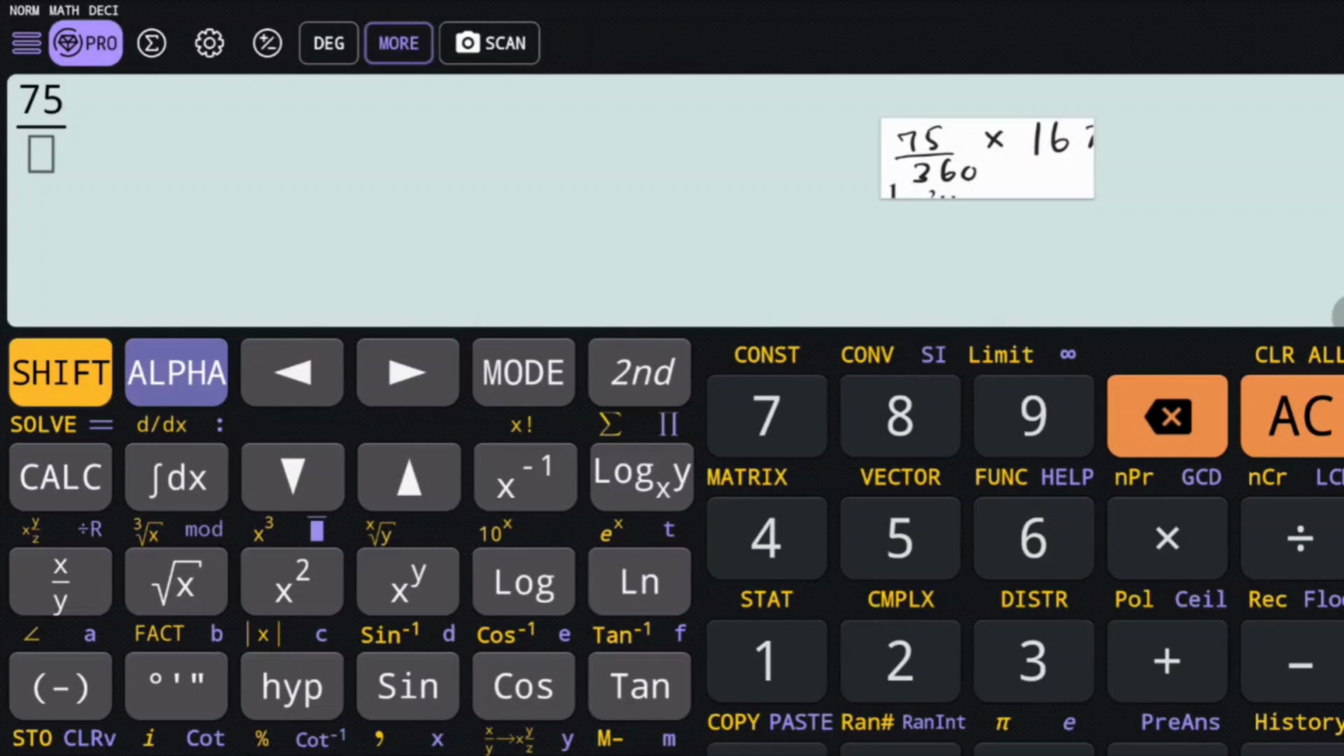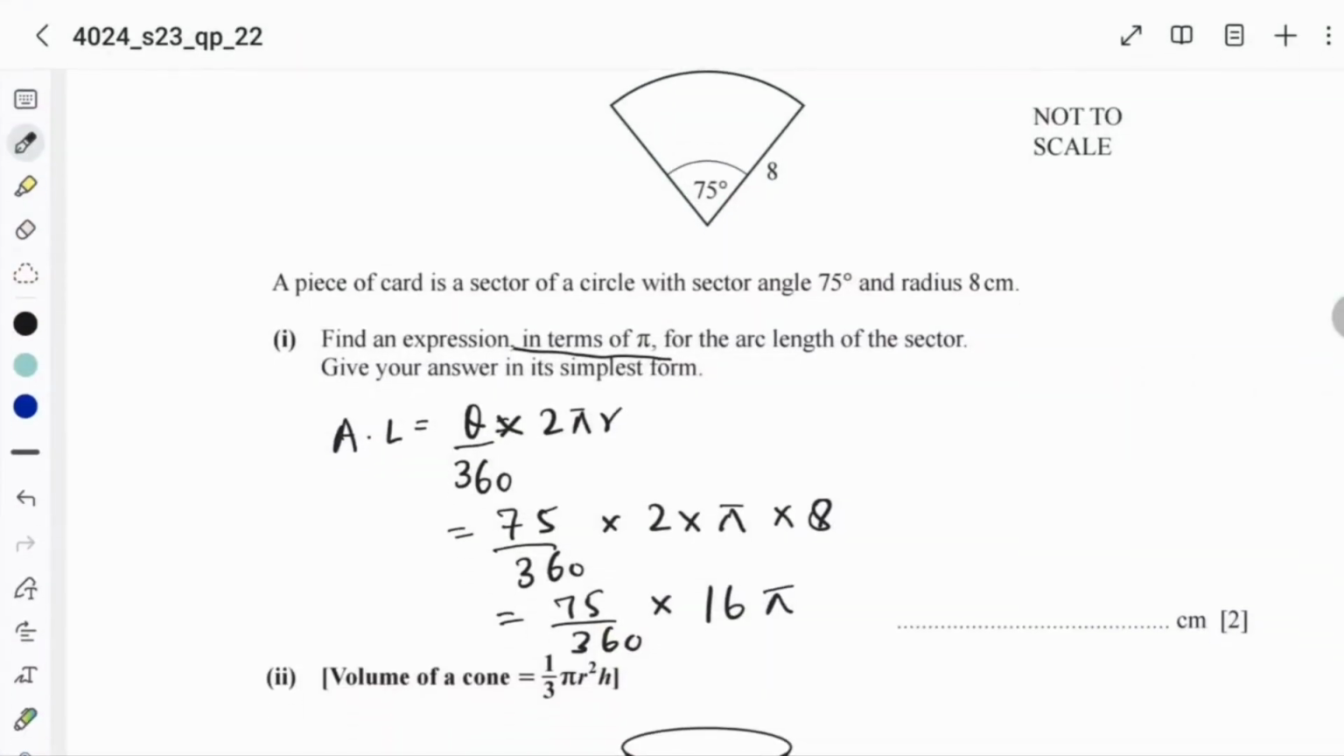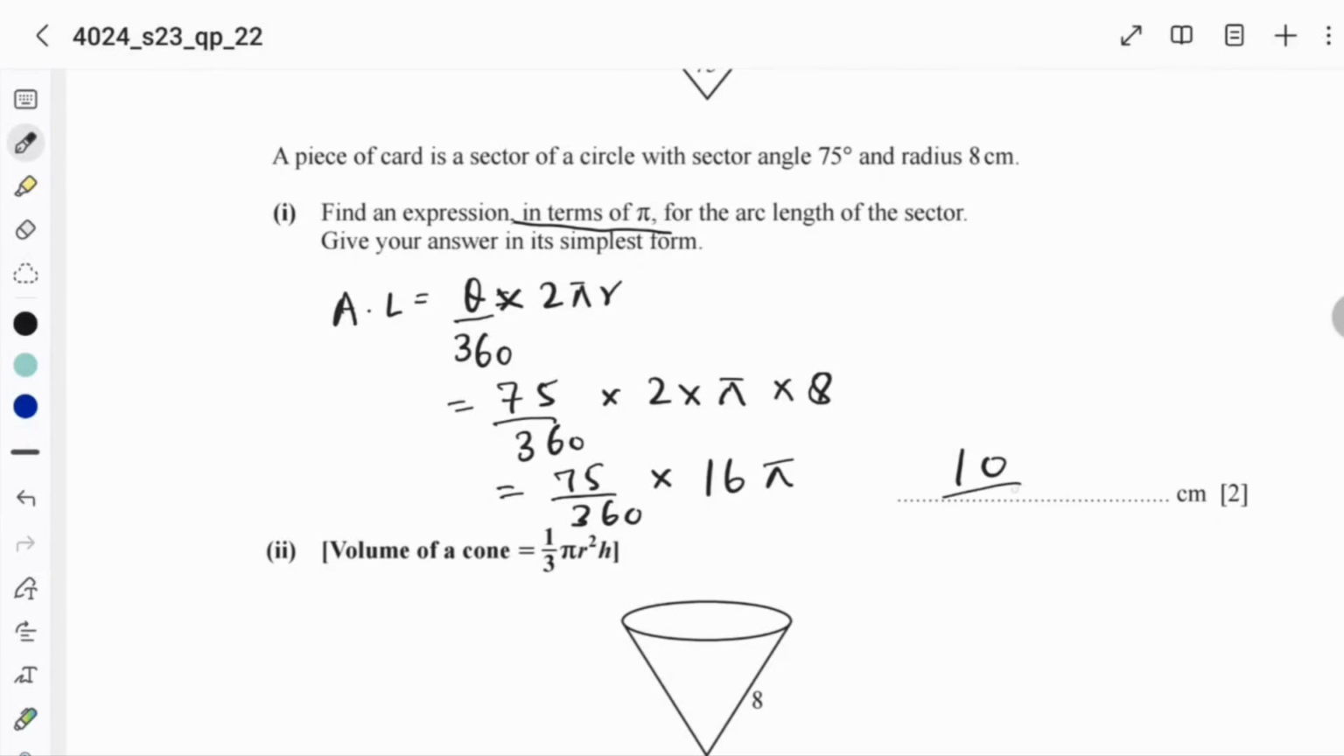75 upon 360 times 16 is coming to 3.333. So that is 10 over 3, so the arc length is 10 over 3 pi, or 10 pi upon 3.